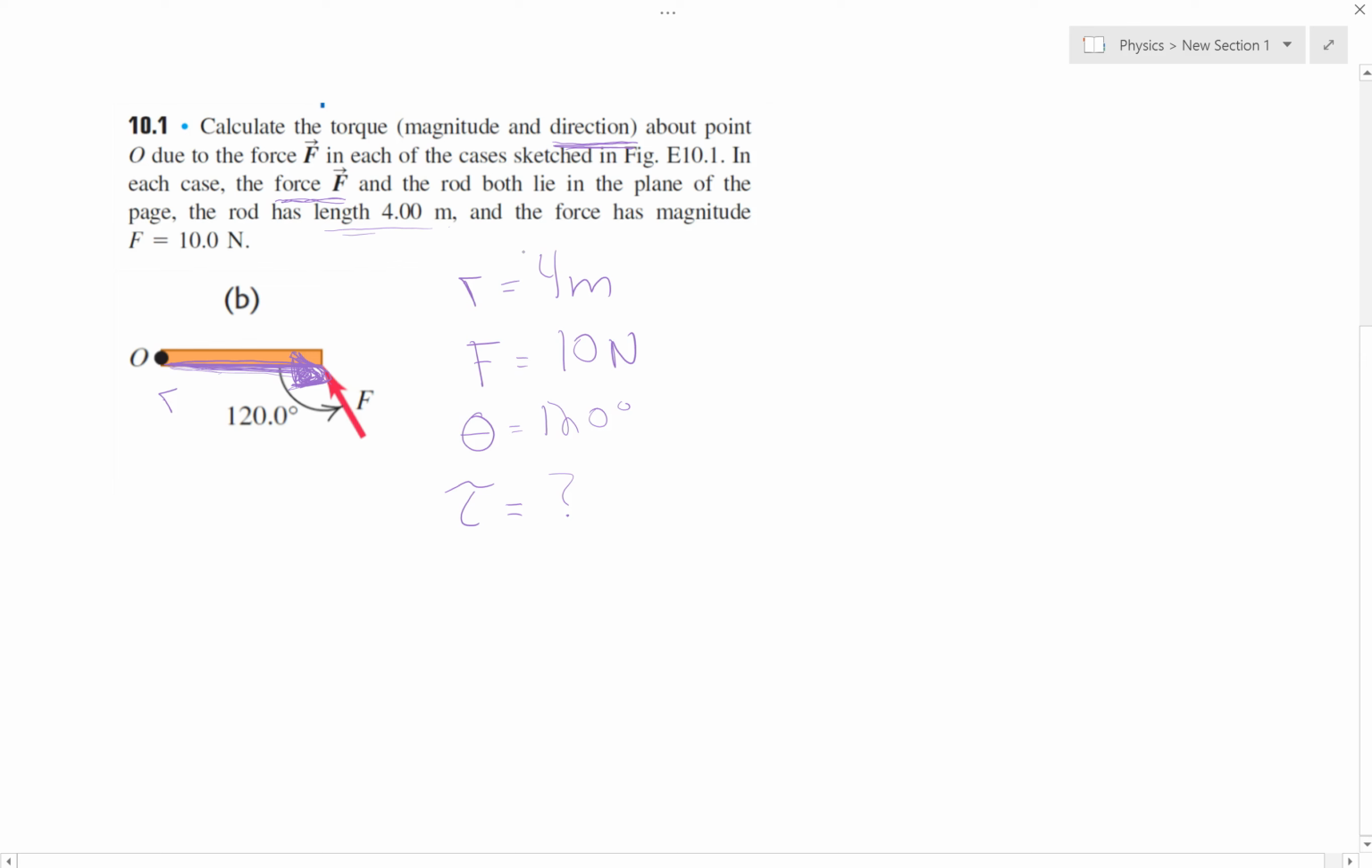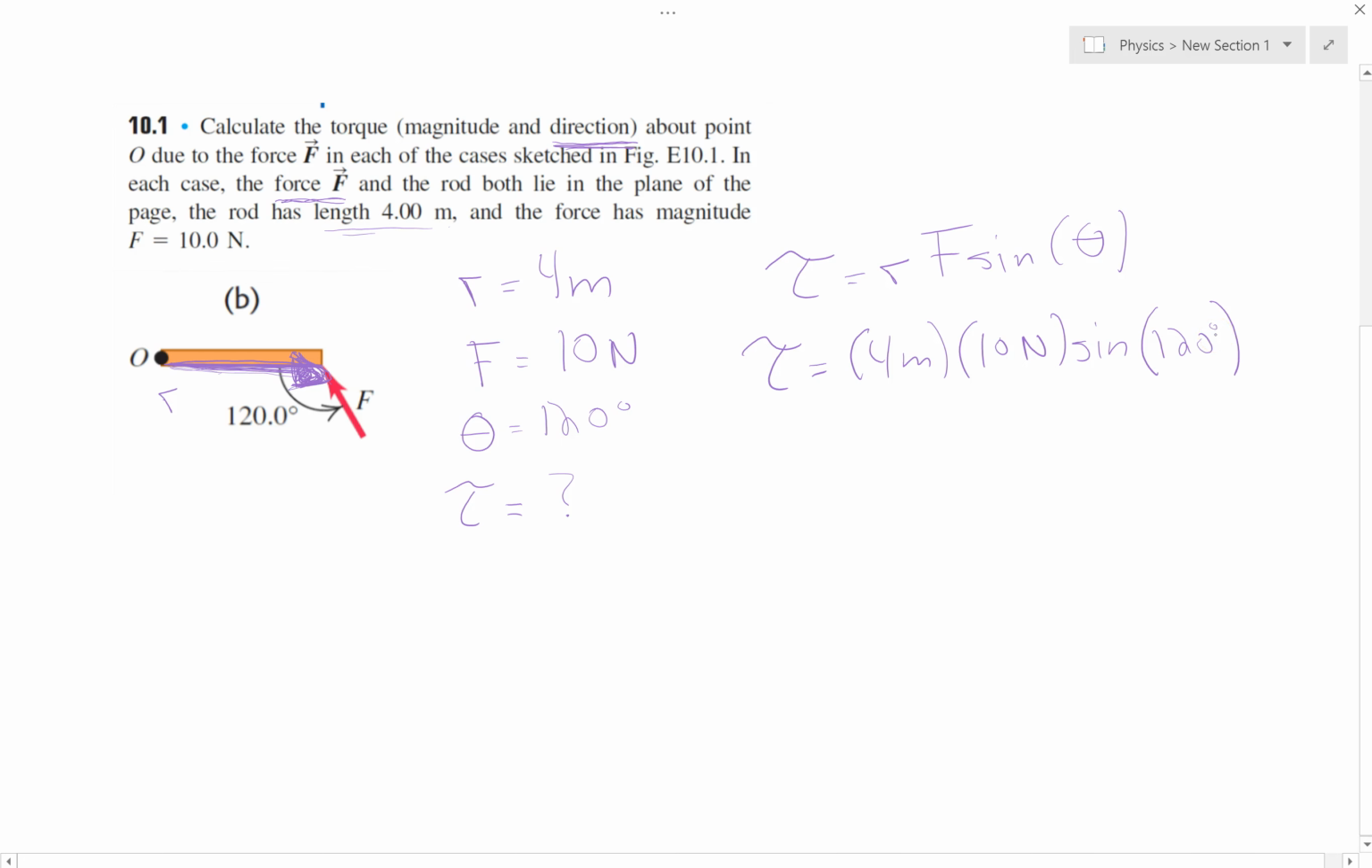I've also written out our knowns. We know that the lever arm, again, is going to be 4 meters because it goes the whole length of the rod. The force still has a magnitude of 10 newtons. What's different in this one is that the angle between the lever arm and the force is 120 degrees. Finding the torque, again, all I'm going to do is plug right back into our formula, RF sine theta. In this case, my R is still 4, my F is still 10 newtons, my sine of 120. Now this one is going to be a little bit tricky.